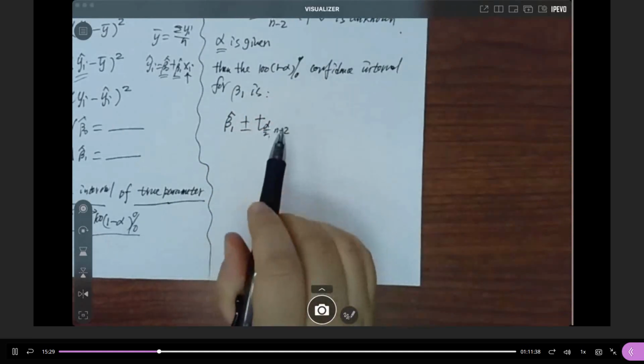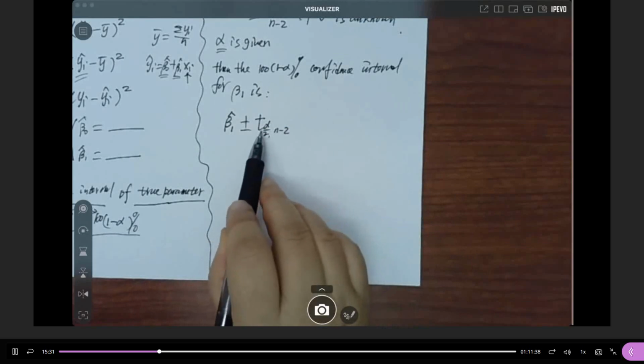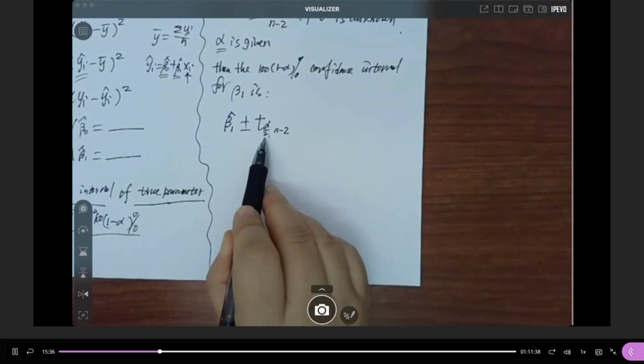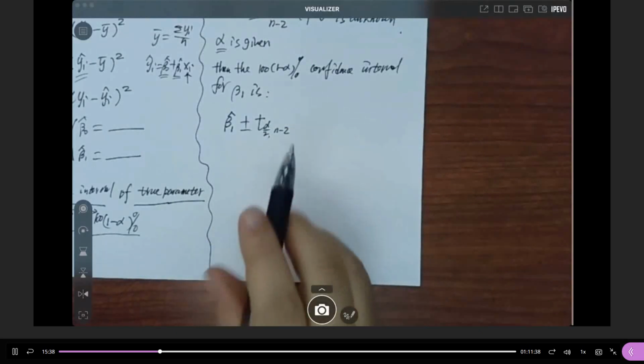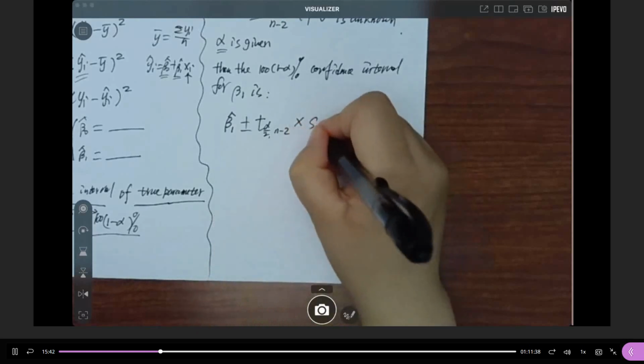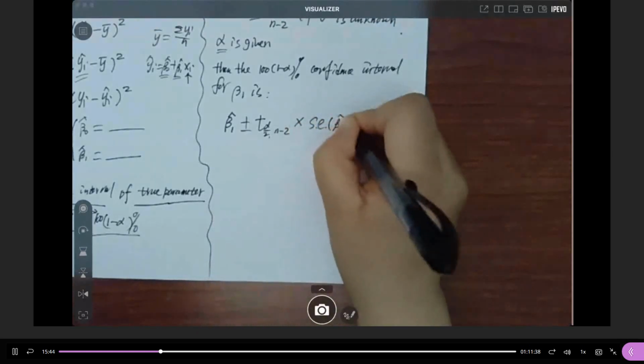This expression means the cutoff value for the t distribution with n minus 2 degrees of freedom, where the area under the curve at the tail is alpha over 2. Okay, this is multiplied by the standard error of beta 1 hat.